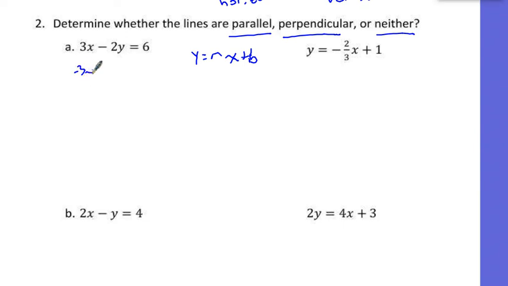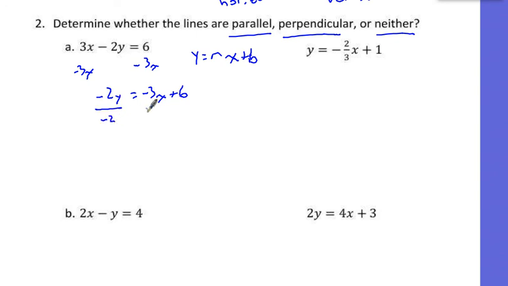Subtract 3x from both sides of the equal sign. Negative 2y equals negative 3x plus 6. Again, I choose to put the negative 3x first because in the equation y equals mx plus b, the x term comes first, so we will choose to write the x term first. It will help us find slope more accurately.